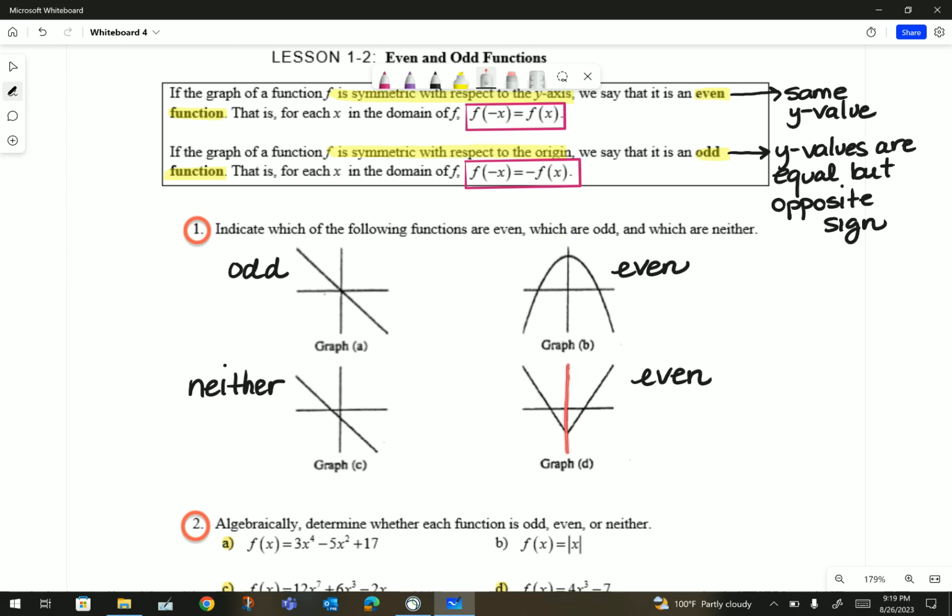So notice right here's my y-axis. Again, both of those would overlap one another if we folded our paper down that y-axis.